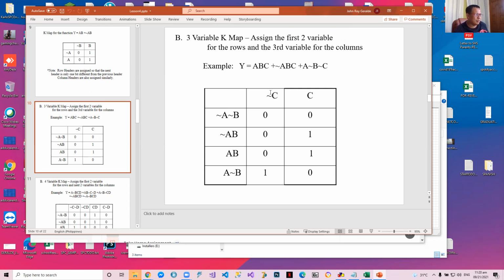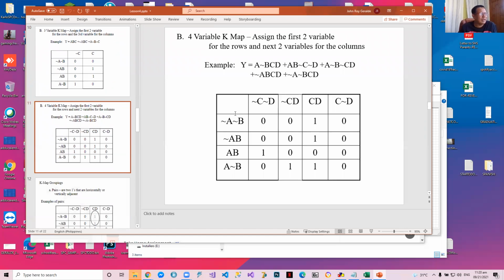Now for the columns, we start with not C, and then the next column is C. They're one bit different. So we have ABC. We mark this with 1. The next term is not ABC, so we mark this with 1. The last term is A, not B, not C. So this is the cell. We mark this with 1. All the rest we mark with zeros.